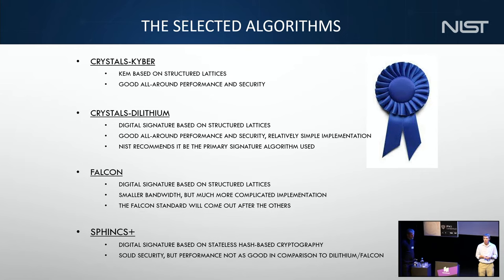SPHINCS+ is more conservative, based on stateless hash-based cryptography. So we selected it. However, its performance is not nearly as good as the lattice algorithms. So it's bigger, it's slower. Some applications, if performance isn't the top constraint, well then that could be a good choice for you.